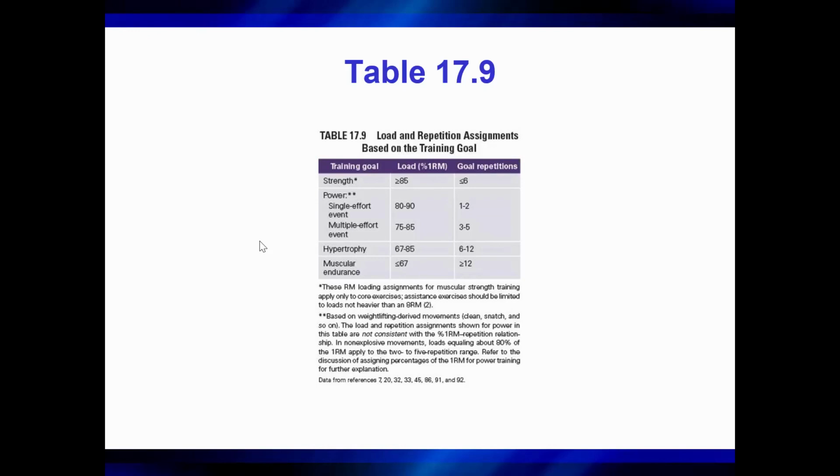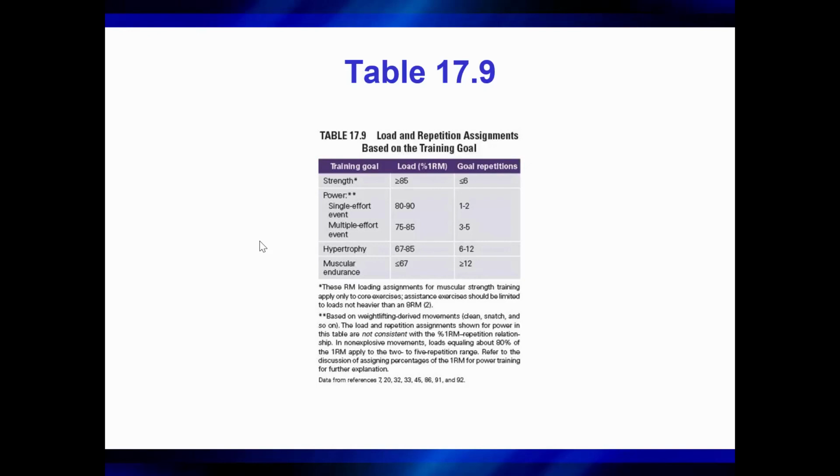Power. Okay, a single effort event versus multiple effort event. Single effort event would be like shot put, discus, etc. Multiple effort event would be most other sports. So for that single effort event, you're going to be looking at 80 to 90% of 1RM for 1 to 2 repetitions. So it's heavy and it's fast. With the multiple effort events, 75 to 85% for 3 to 5 repetitions.